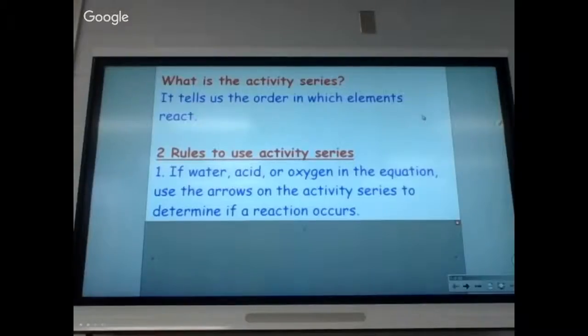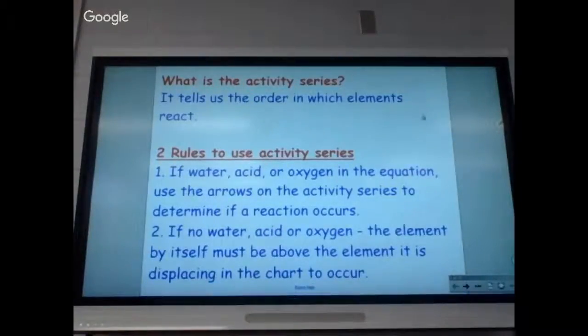Now, will all equations have water and acid or oxygen? Of course not. So, the second way we can read it is if there's not any of those things. The element that's by itself must be above the element it is displacing in the chart. So, in order to use this, we have to analyze each equation to figure out what it has and how to read the chart.